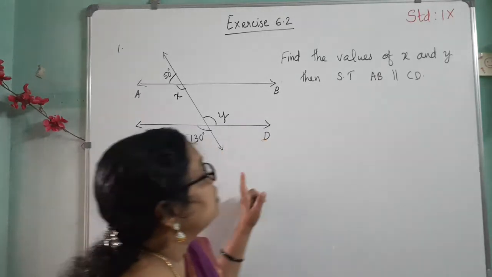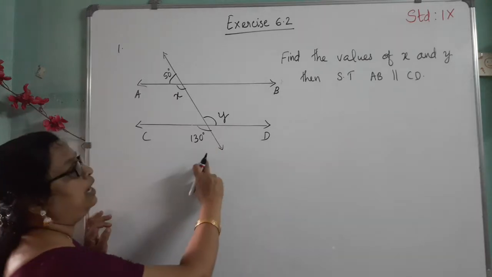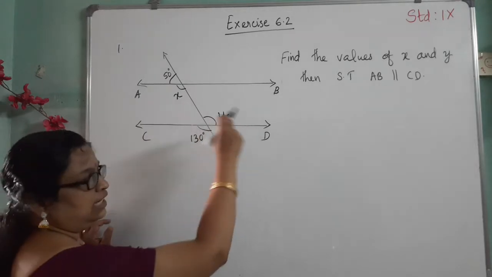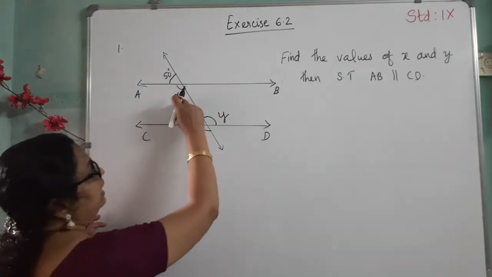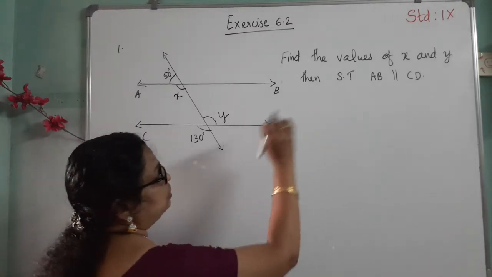Okay, first question: find the values of x and y and then show that AB parallel to CD. The figure is given. In this figure AB parallel to CD, that we want to prove, and x and y, the angles, that also we want to find out. Find the values of x and y.